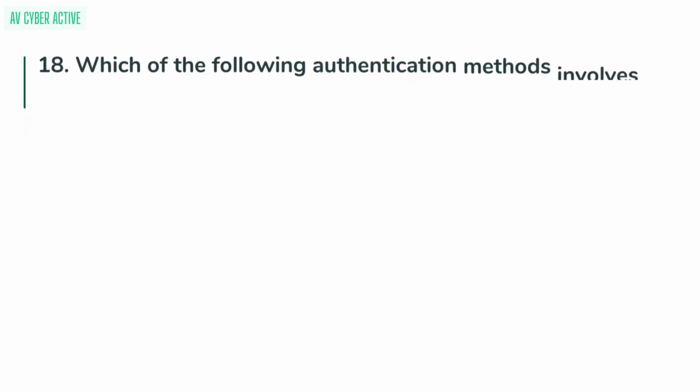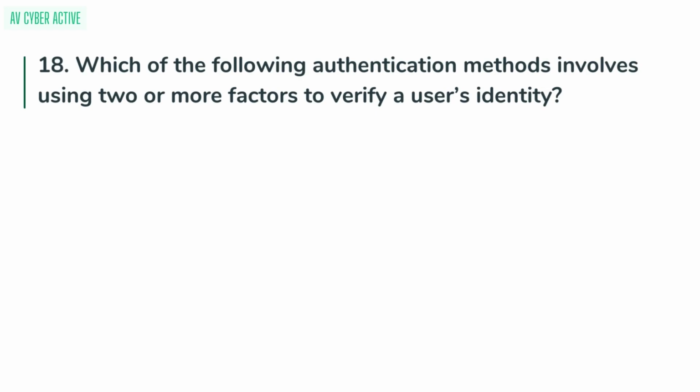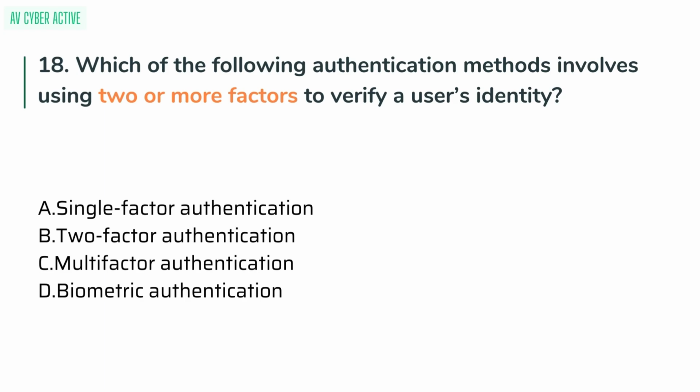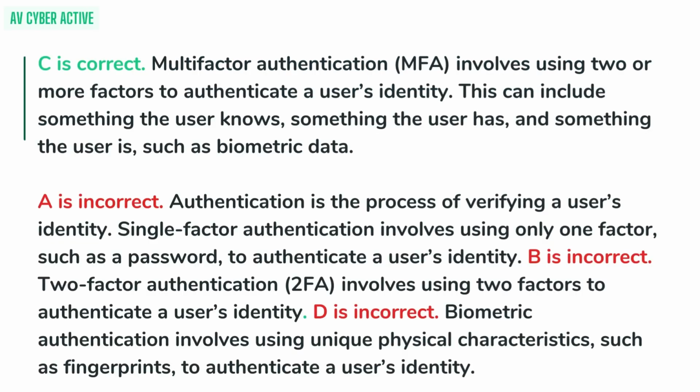18. Which of the following authentication methods involves using 2 or more factors to verify a user's identity? A. Single-factor authentication. B. Two-factor authentication. C. Multi-factor authentication. D. Biometric authentication. C is correct. Multi-factor authentication, MFA, involves using 2 or more factors to authenticate a user's identity. This can include something the user knows, something the user has, and something the user is, such as biometric data.